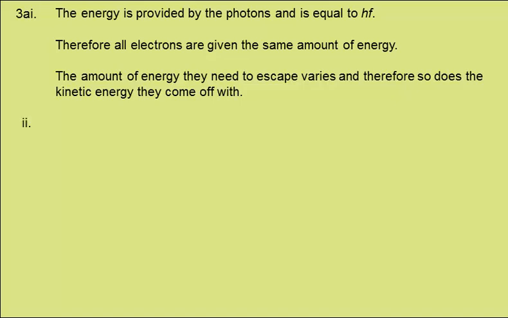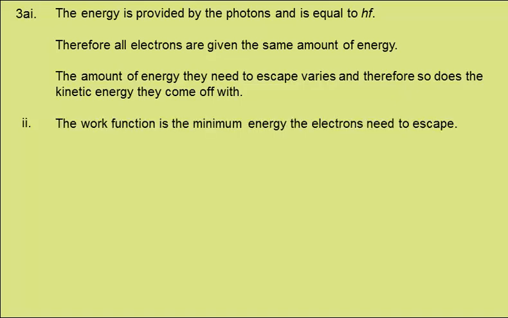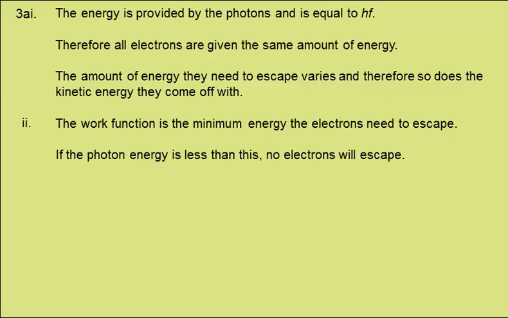In part 2, we need to explain with reference to the work function why, if the frequency of the radiation is below a certain value, electrons are not emitted. Well, the work function gives the minimum energy the electrons need to escape. If the photon energy is less than this, no electrons will escape. The photon energy is related to the frequency by photon energy E equals Planck constant h multiplied by the light frequency f.